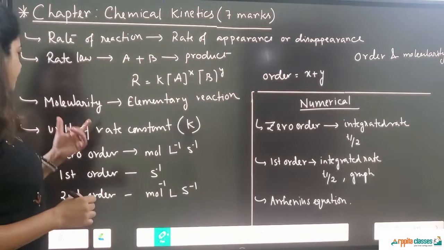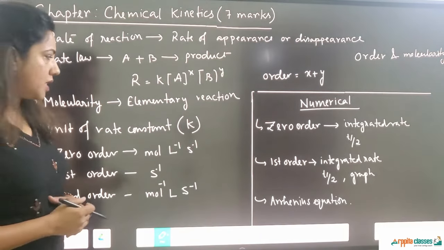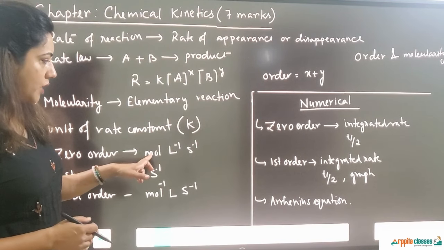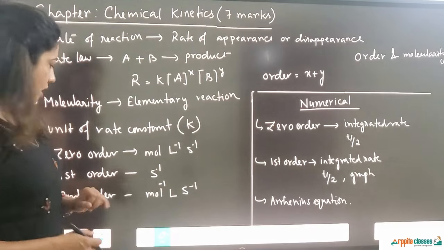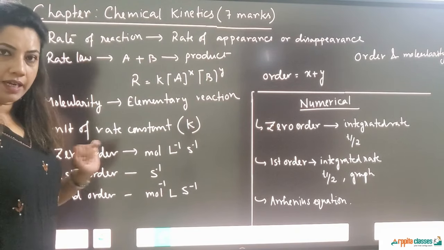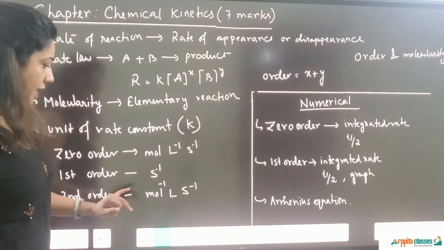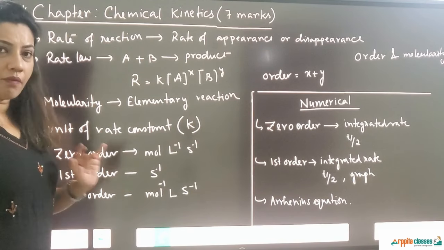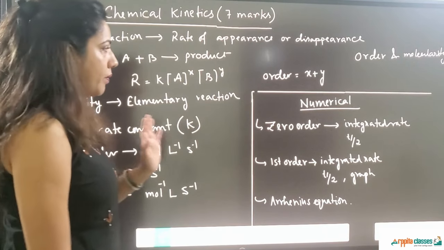Then we have the units of rate constant. We know for zero order reaction the unit of rate constant K is mole per liter per second. For a first order reaction it is second inverse, and for a second order reaction it is mole inverse liter second inverse. So this can be asked in 1 mark MCQs or in 1 mark question.